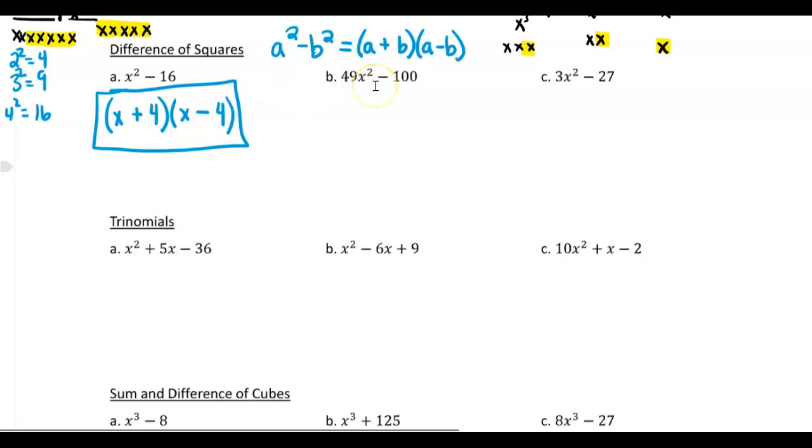So like on this one, it's a binomial. So that's good. 2 terms. That's what we're talking about when we say binomial. It is subtracting. That's difference. And I can square root 49x squared and I can square root 100. So I know this is a difference of squares pattern.